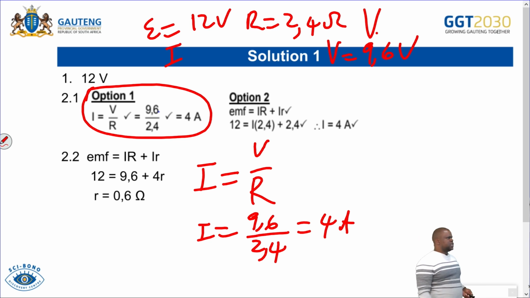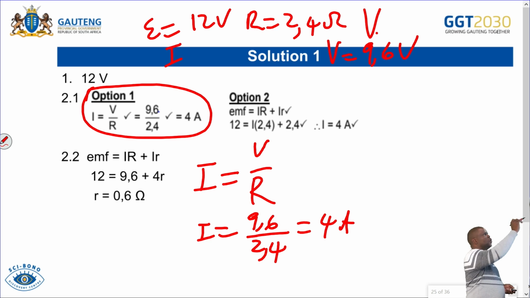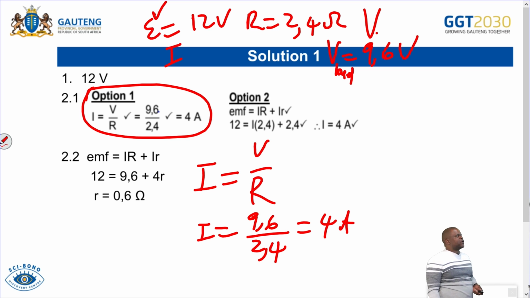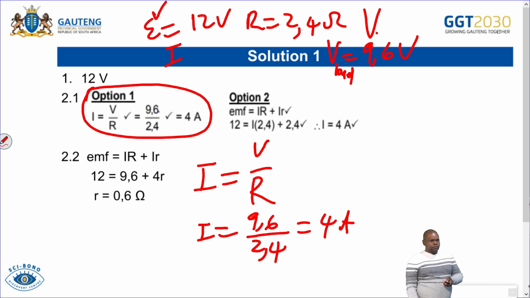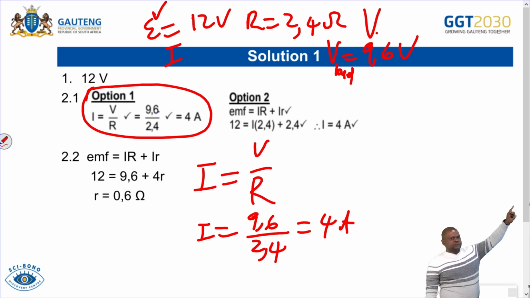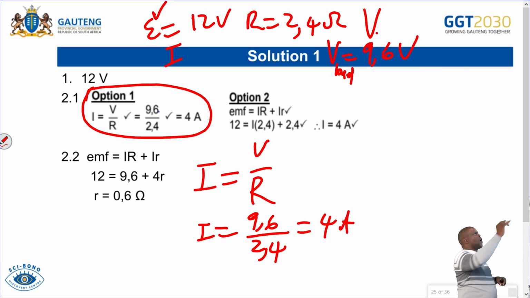Or we can use this simple equation that we know, because we have an EMF, we have a V load. V load is equals to 9.6, and we have an R. Then we continue, because we have that, and we do have an R.